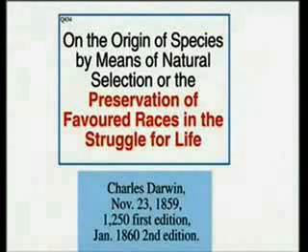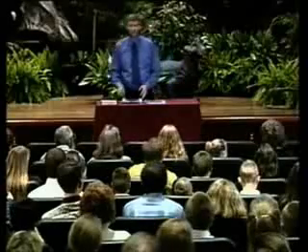Well, Charles Darwin wrote a book, and the title of the book was this: The Origin of Species by Means of Natural Selection, or the Preservation of Favored Races in the Struggle for Life. You see, Charles Darwin was a racist. I mean, because his evolutionary philosophy was inherently a racist philosophy.